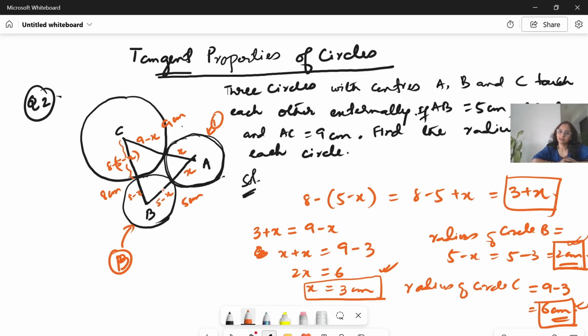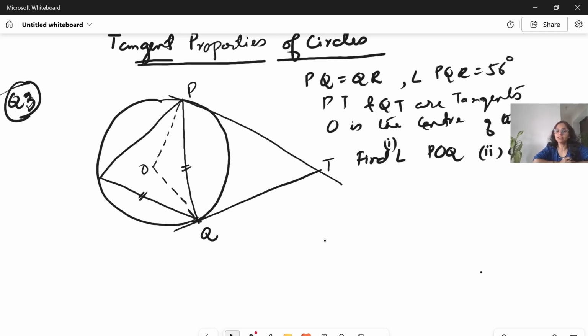So let's take another question. The third question, let's do. In this question, they have given us PQ is equal to QR. Angle PQR is 56 degree. This angle is given to us as 56 degree. PT and QT are tangents and O is the center of the circle. We have to find out angle POQ, which means we have to find out this angle, and we have to find out angle PTQ, we have to find out this angle. Let's see how we can solve it.